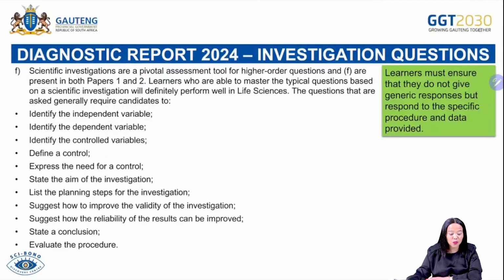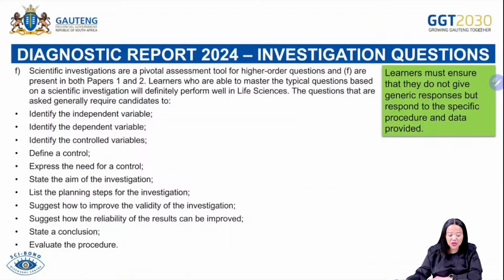Another one, as we've spoken about, is the aim. In the aim of the investigation, you always need to look out for the words determine, investigate, or find out. And in the aim of the investigation, as I alluded to previously, that's where you get your independent and dependent variable.